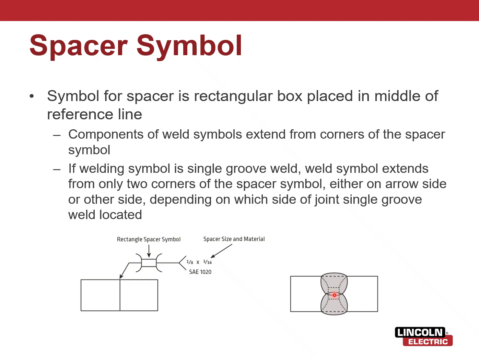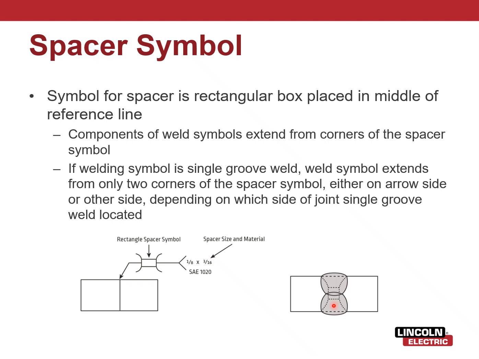Obviously, if it's not meant to be consumed, it would be denoted, and that would have to be removed before the welds were done over it. And this just looks like a rectangle. Okay, so the spacer size and material, 1/8 inch by 3/16, and that's just the material type, 1020. Okay, so that's telling me I need a 1/8 inch by 3/16 spacer in that weld, and that's just to keep those grooves open and consistent.